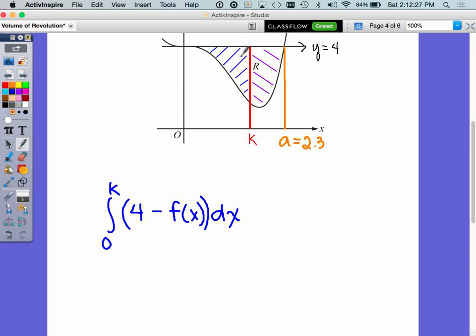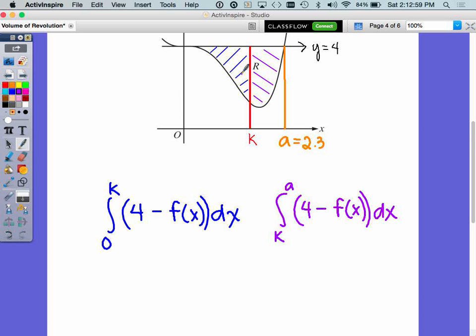If I now look at the purple area, the area of this side, that's going to be, again, the integral from left to right, which in this case, we're going from k over to a, which is 2.3. And again, it would be my top function, which is still 4, minus my bottom function, which is still f of x. And again, with respect to x. So this in purple would give us the area of the purple region. This part in blue would give us the area of the blue region.